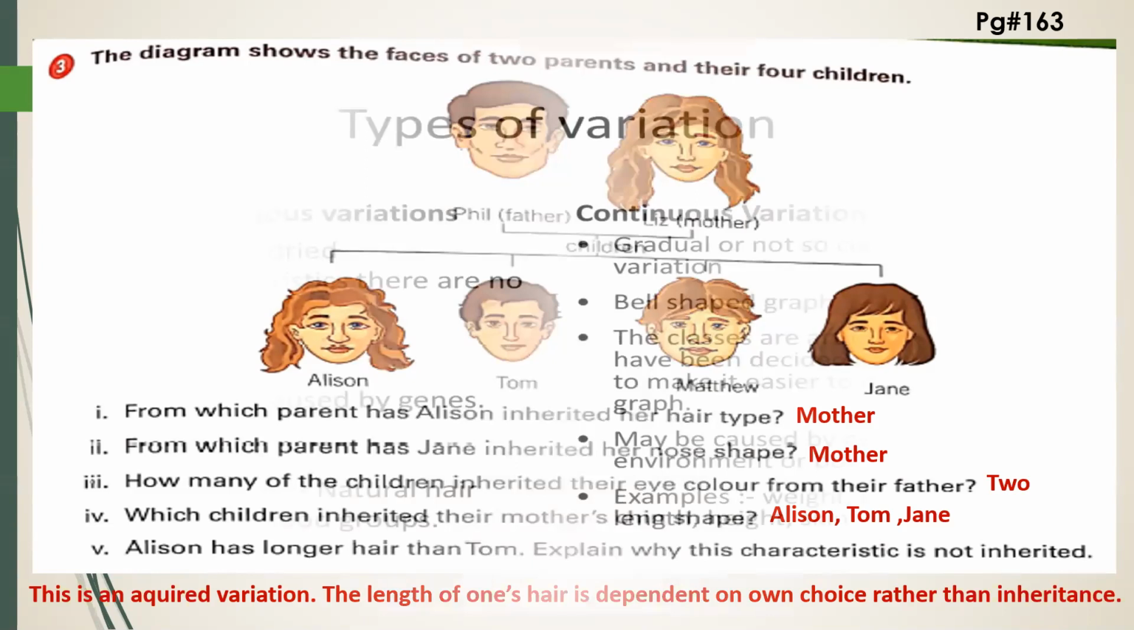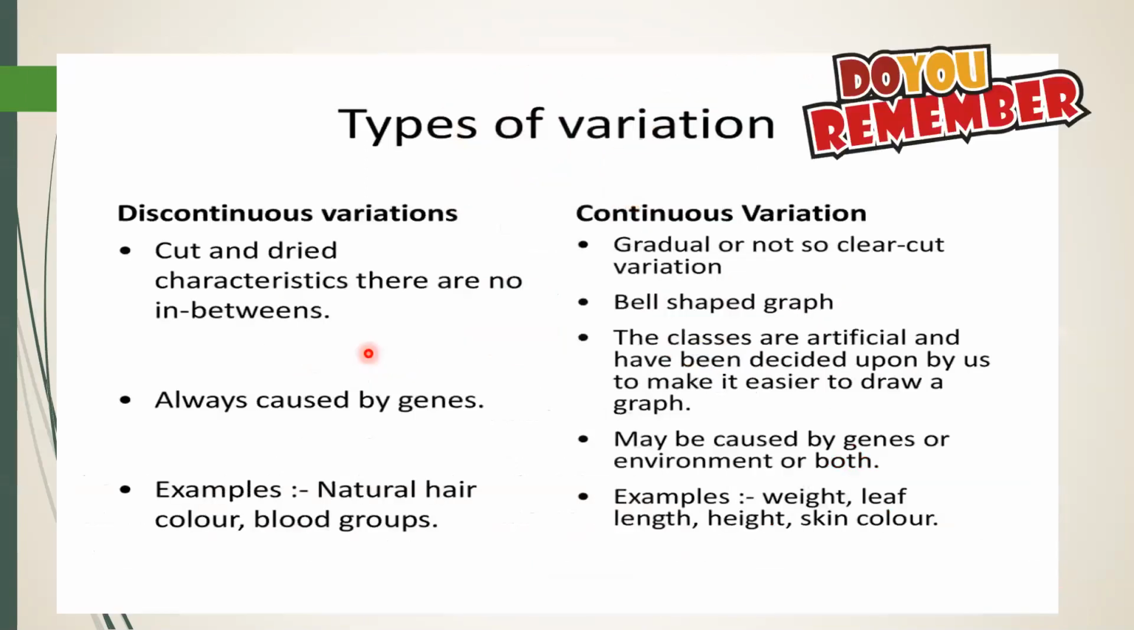Now come towards the types of variations. There are two types of variation. One is so-called discontinuous variation, and the other one is so-called continuous variation. Those variations that come from your parents or from your forefathers are what is called discontinuous variation. There will be no more possibilities, only two possibilities. They were so-called cut and dried variations, cut and dried characteristics, there is no in between. That is what is called discontinuous variation.